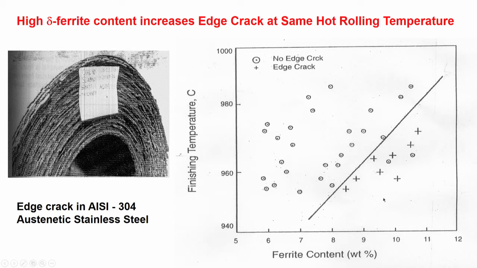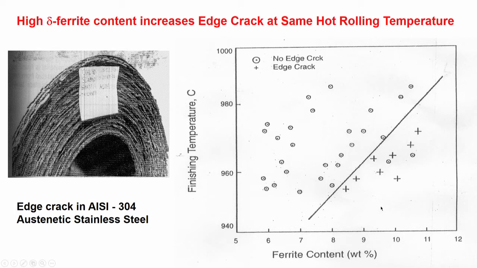So, what we have to do, suppose you have 8% ferrite content. There is a possibility of edge crack formation if the finishing temperature is low. So, we have to increase the finishing temperature to say 960 degrees centigrade, then only you can take care of this edge crack. But if you finish at lower temperature, say at 940 or so, there is a possibility of getting edge crack. Similarly, as you go to higher and higher ferrite content, things become more difficult. You have to be more careful during hot rolling. Hot rolling temperature has to be higher.